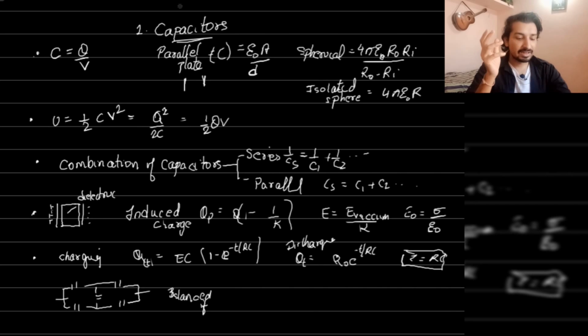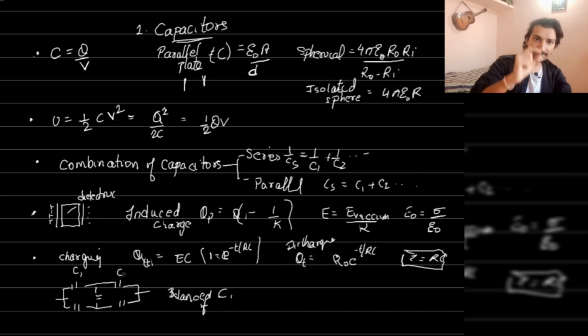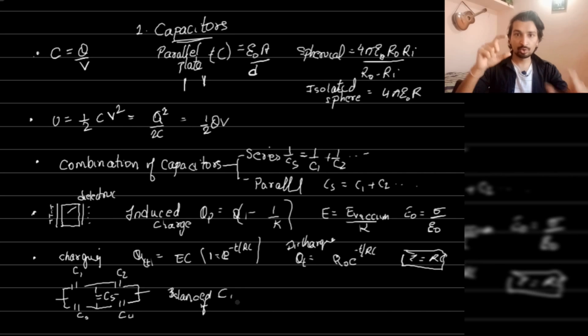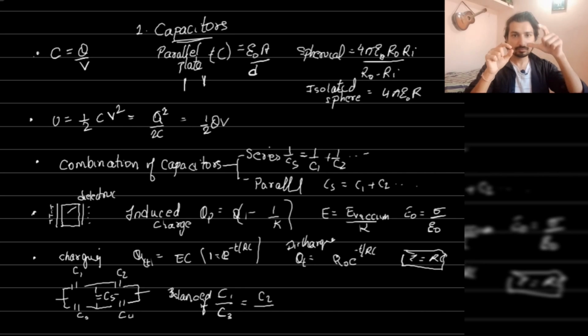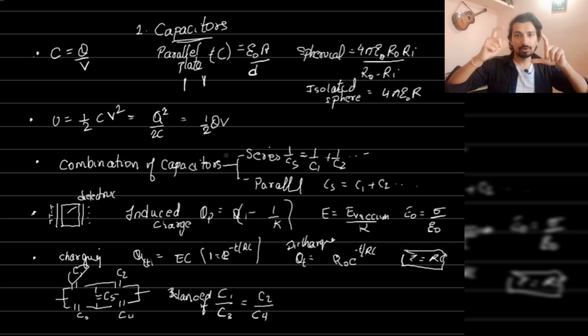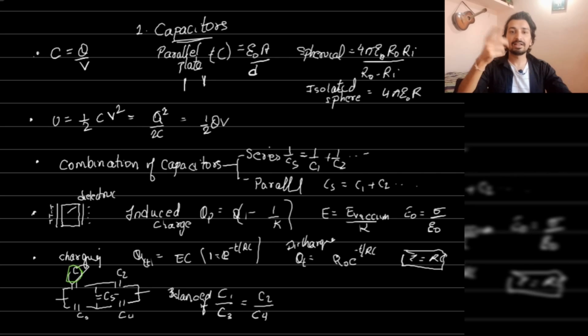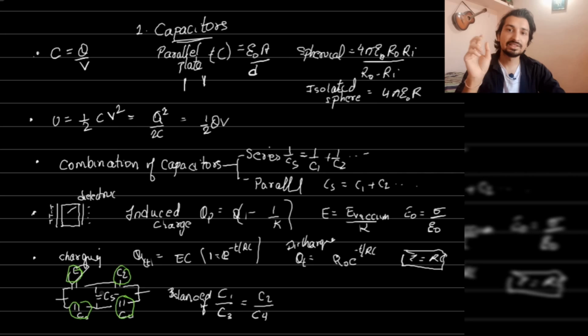Then you have the Wheatstone bridge network. In the Wheatstone bridge network, what happens? If you divide this side capacitance by this side capacitance, and likewise this side by this side, so two capacitors are present here, one in the middle. If the ratio of both of these is equal to the ratio of both of the others, then the middle one can be ignored. You can remove the middle capacitor because no current will pass through it.